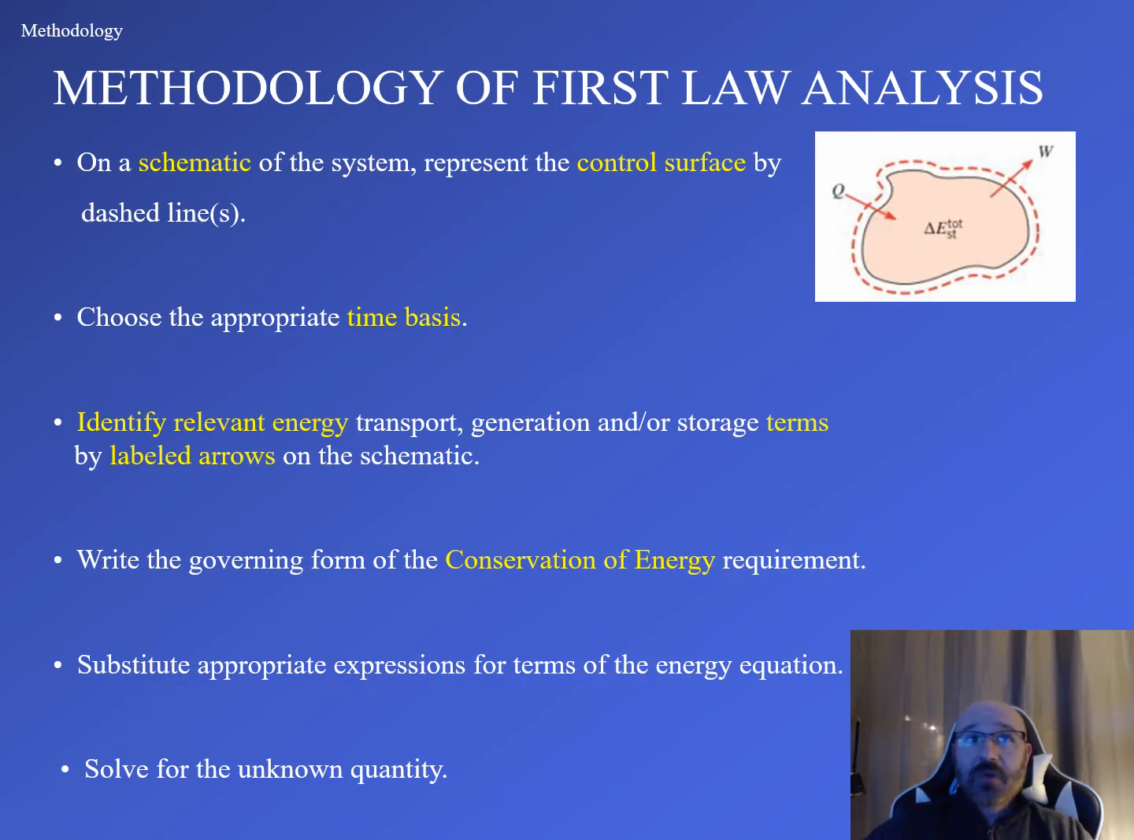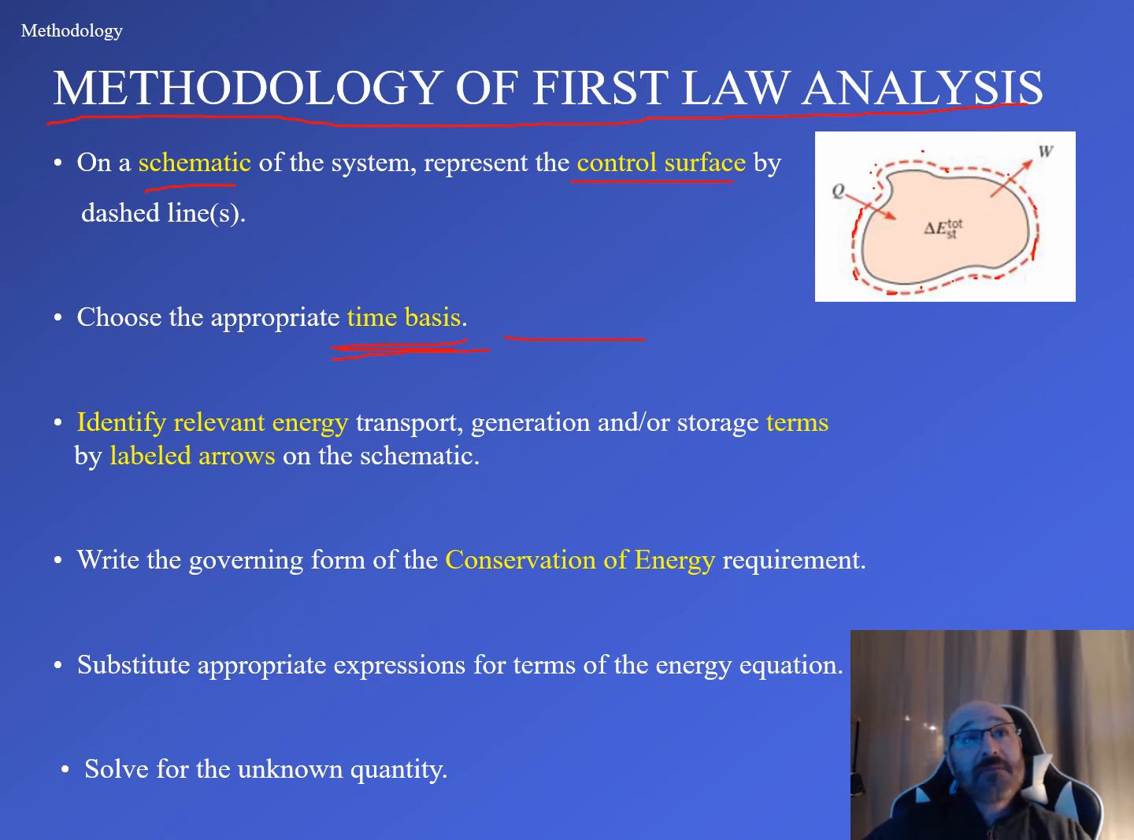So now let's go back and do a little bit of a review of our first law analysis. For the methodology for first law analysis, on a schematic of the system, represent the control surface by a dashed line. Our control surface is represented by this dashed line for this closed system on our schematic. Another important thing when we're doing these problems is to choose the appropriate time base, as in at an instant or over a period of time. Make sure we choose that, or if it's identified within the problem statement what they're asking us for or what they're giving us for that information.